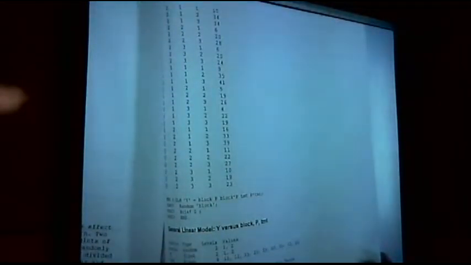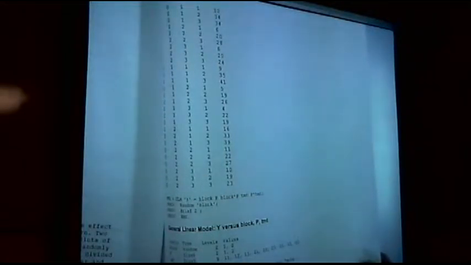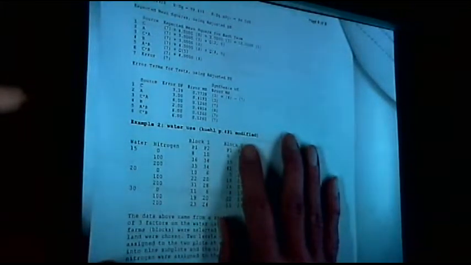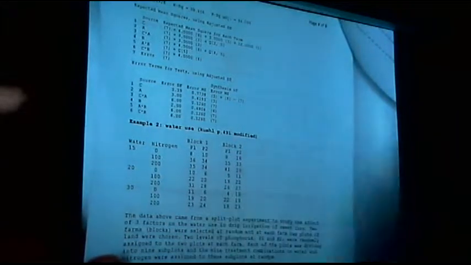I think I've covered all the pages of this handout here in class. The last example was this one on page 4 about the water use. I think I remember talking about that one, as to why that was a split plot design and so forth. So let me put this aside.